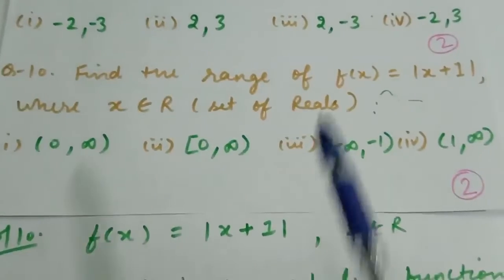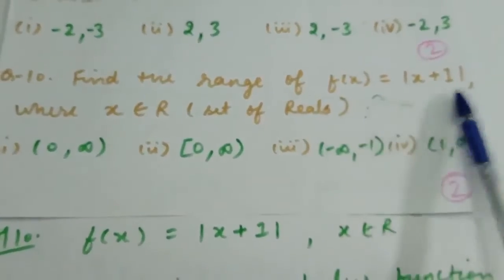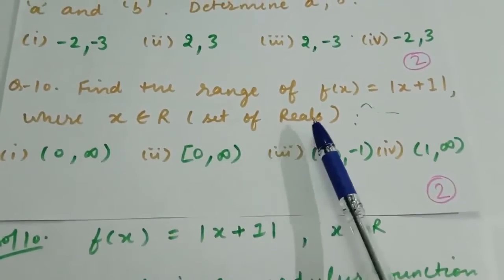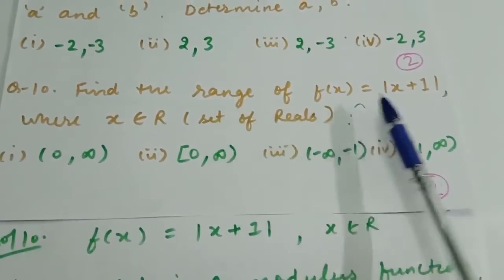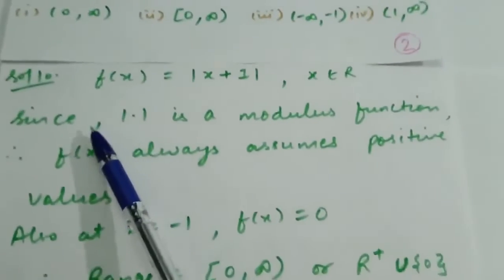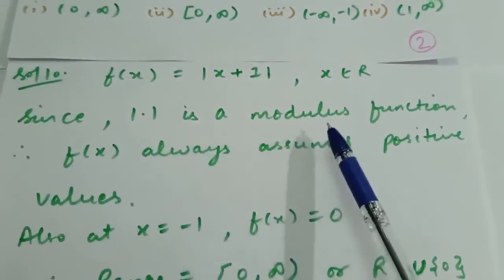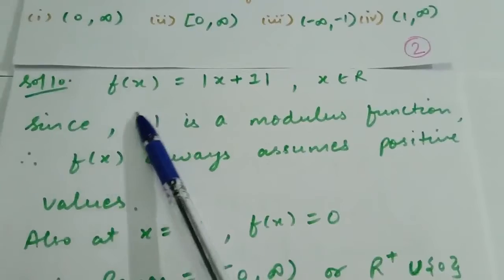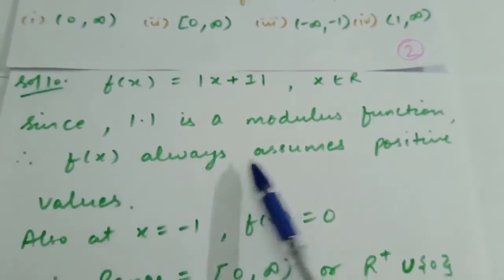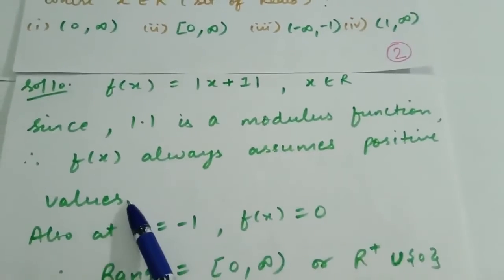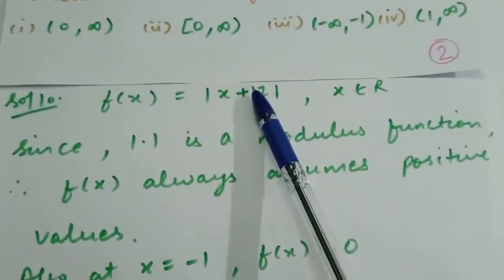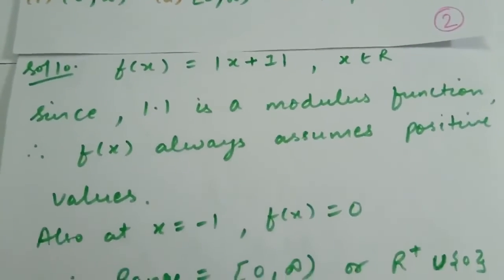Question 10th, find the range of f(x) = modulus of x plus 1, where x belongs to R, the set of reals. So we have to find the range of the function modulus of x plus 1. Since this is a modulus function, f(x) always assumes positive values. Therefore f(x) will always assume positive value because this function is a modulus function.